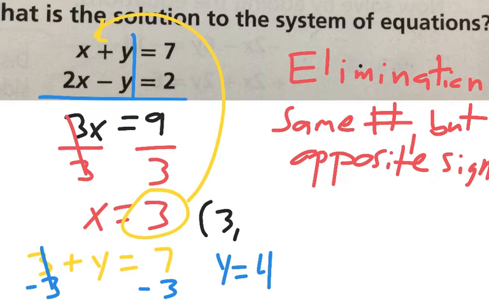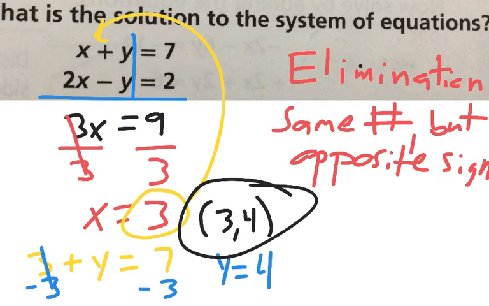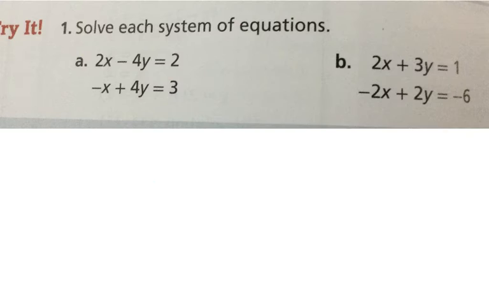So my ordered pair is 3, 4. That's the point where the two lines meet. Like this one's the easiest one. It's elimination. Is the easiest one that is. All right, let's look at A.